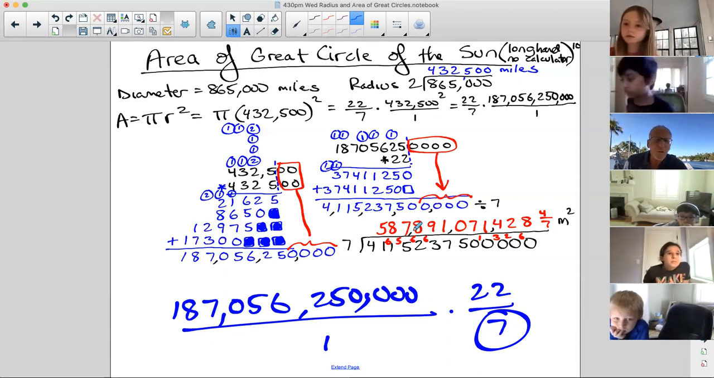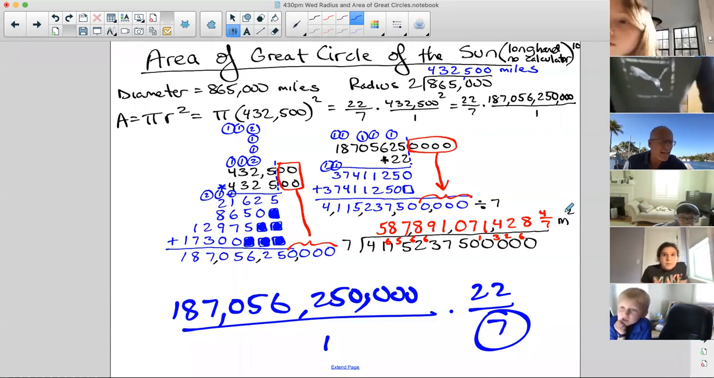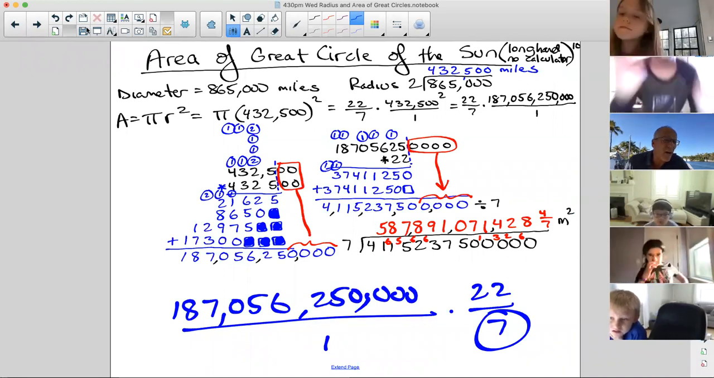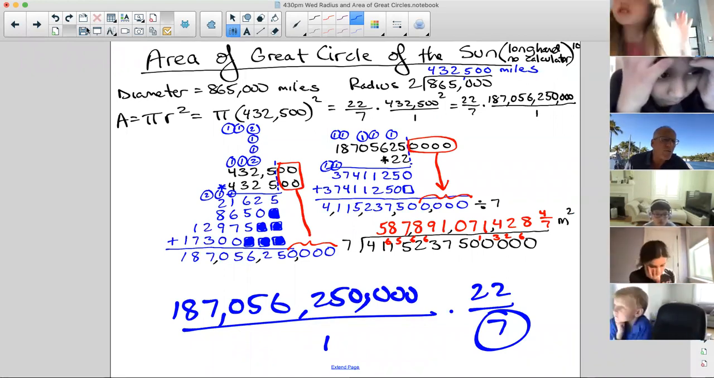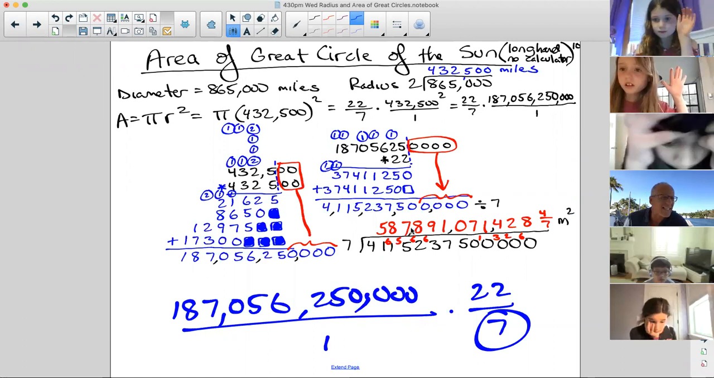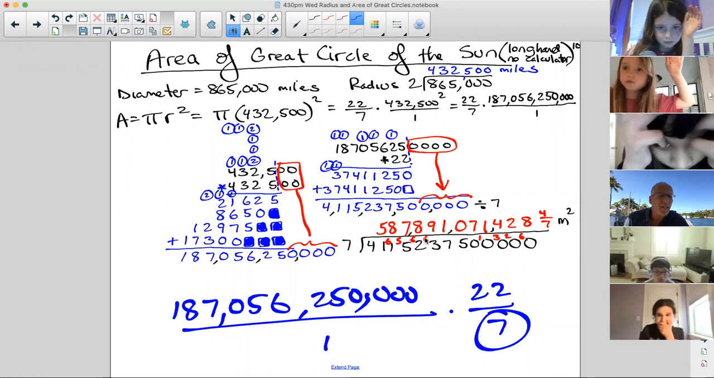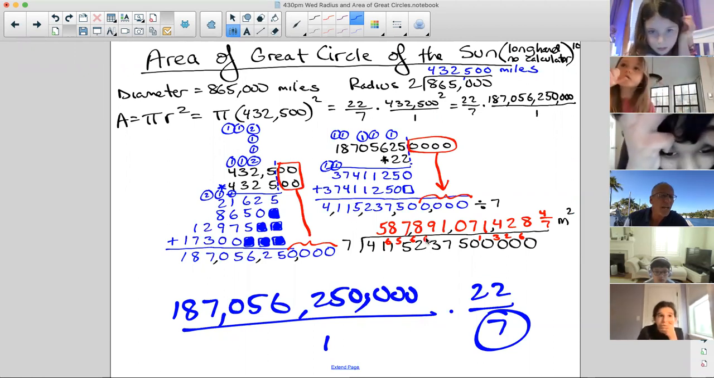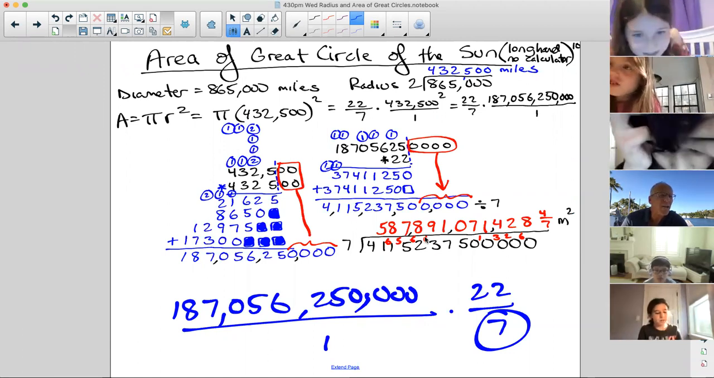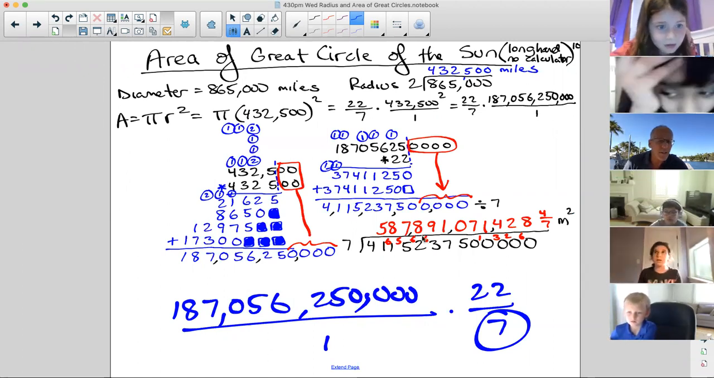Now, if you think you can read the number of square miles that is the great circle of the sun, please raise your hand. I'm going to call on one person to read the number that I've written here, starting with 587. Who thinks they can read that number? Kelsey, we're going to go with you. Gabby, you're going to be a backup. Kelsey, you go first. Go ahead, honey.